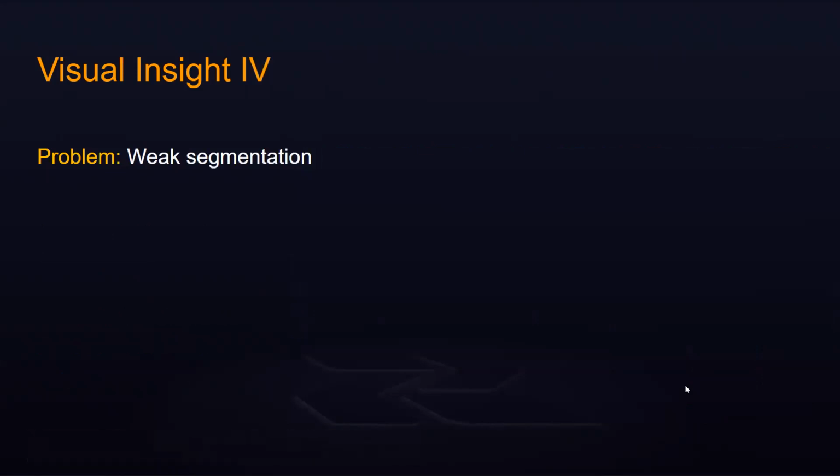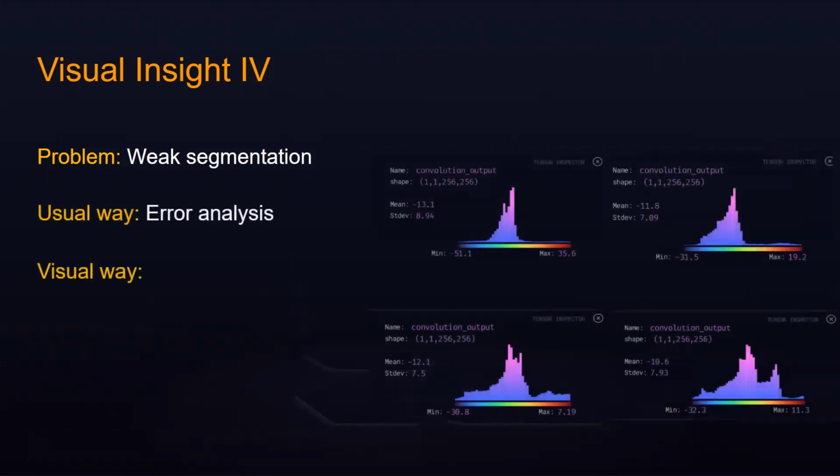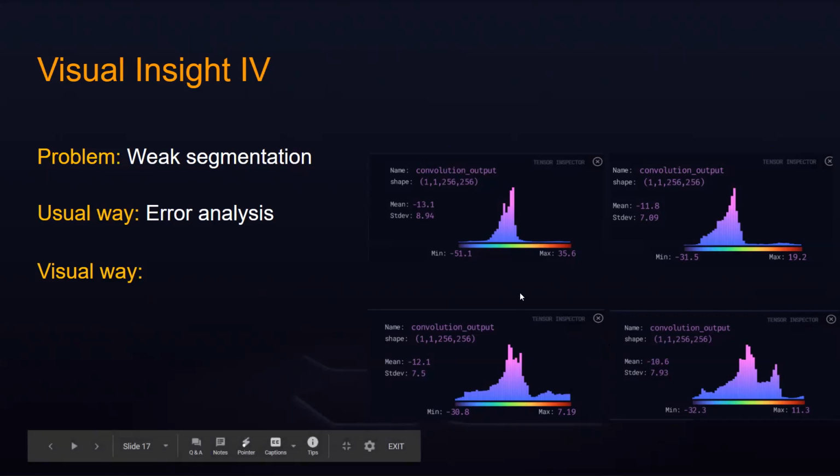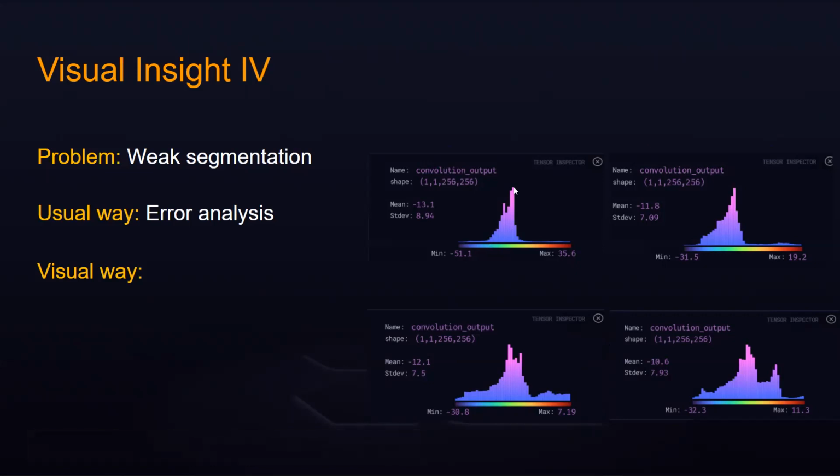This is another example where we were trying to segment breast tumors in ultrasound data, and we didn't have good results for some patients. We could have used error analysis, which is the usual way, to analyze the errors and try to find a way to improve the results. But what we did, we noticed that the histogram of the last layer is different when we have good results compared to when we have bad or poor results.